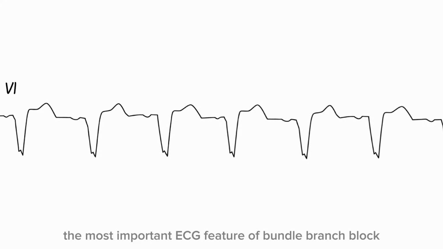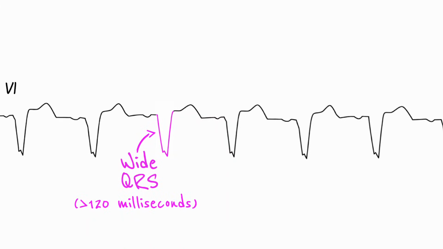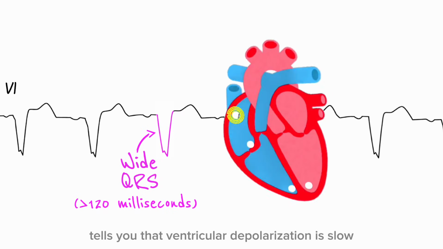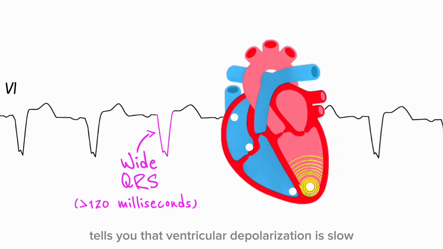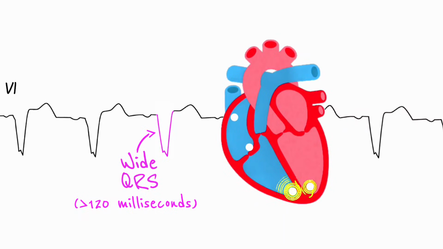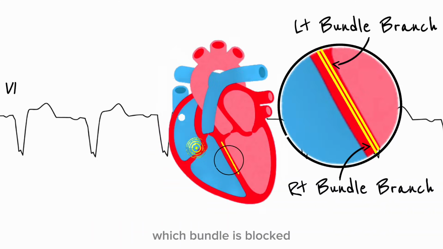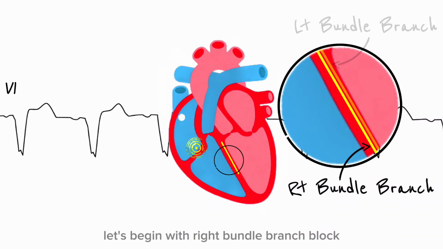The most important ECG feature of bundle branch block is a wide QRS complex, greater than 120 milliseconds. A wide QRS tells you that ventricular depolarization is slow. The electrical impulse is taking the long route. Once you identify a wide QRS, the next question becomes critical. Which bundle is blocked? Let's begin with right bundle branch block.